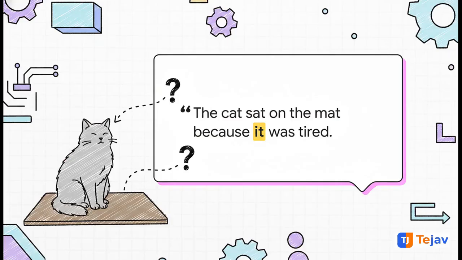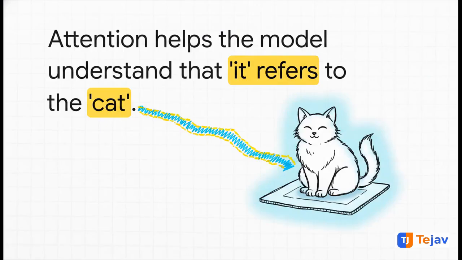Take the sentence, "The cat sat on the mat because it was tired." A simple sentence for us, right? But for a machine, that word "it" is ambiguous. Does it refer to the cat, or does it refer to the mat? This is where attention comes in. The mechanism looks at the whole sentence and calculates that the word "it" is most strongly connected to the word "cat." So it pays attention to cat when it sees it, and it correctly links them together. That's the power of seeing the whole context at once.